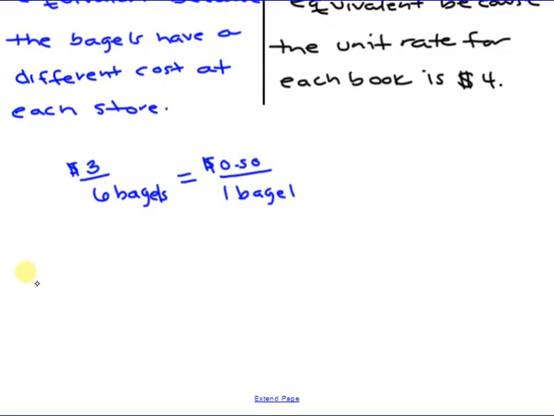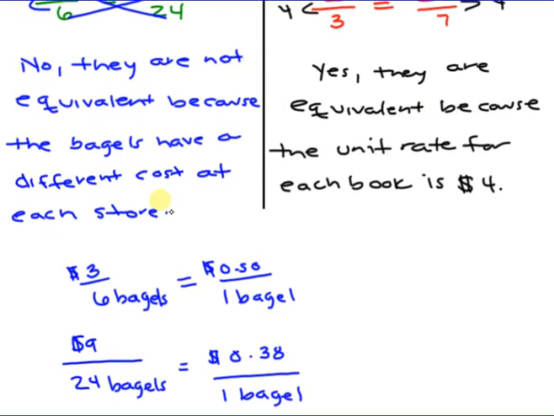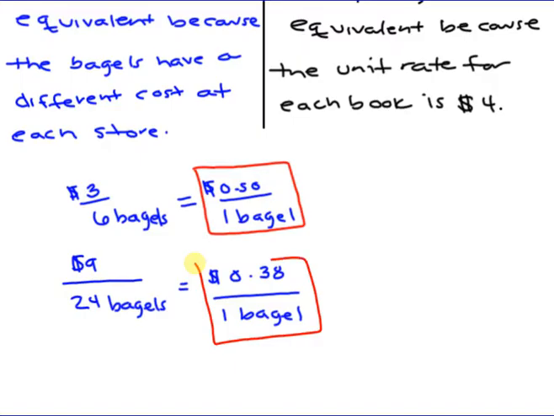Then you have $9 for 24 bagels. And I spelled bagels wrong. Having trouble spelling today. And when you divide that out, you're going to get a little bit of a decimal, but you can round. And you're going to get roughly 38 cents for one bagel. So, in my explanation, I was being general, and I said that the bagels have a different cost at each store. But what I wanted to show you more specifically is that you can get more detailed, and in fact, I want you to be more detailed, and say that at one store, bagels cost 50 cents, and at the other store, bagels cost 38 cents.